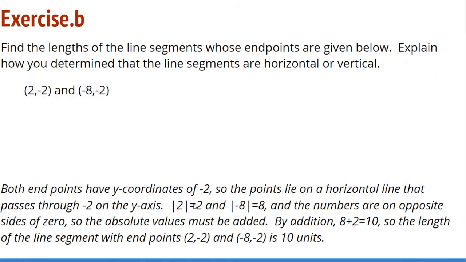Both endpoints have y coordinates of negative 2, so the points lie on a horizontal line that passes through negative 2 on the y-axis. The absolute value of 2 is 2, the absolute value of negative 8 is 8. The numbers are on opposite sides of 0. They were on opposite sides of the y. One of them was over here at negative 8, one of them was over here at 2. So the absolute values must be added by addition. 8 plus 2 is 10, so the length of the line segment with endpoints 2, negative 2, and negative 8, negative 2 is 10 units.